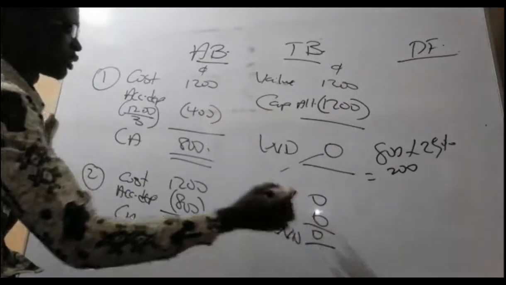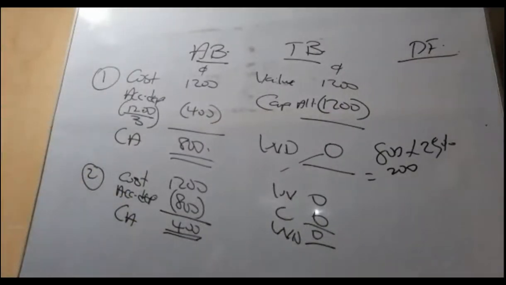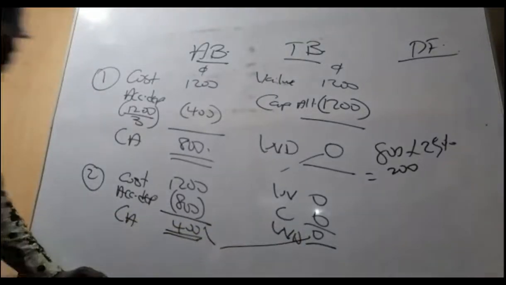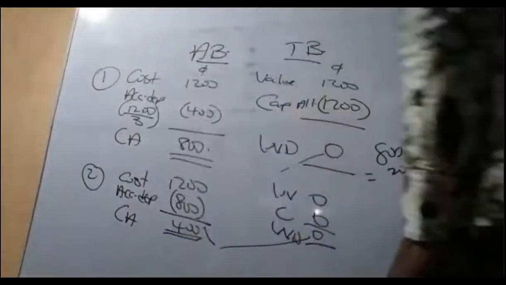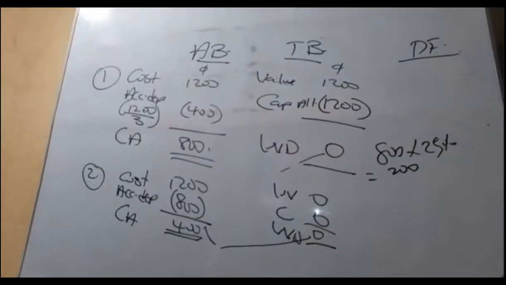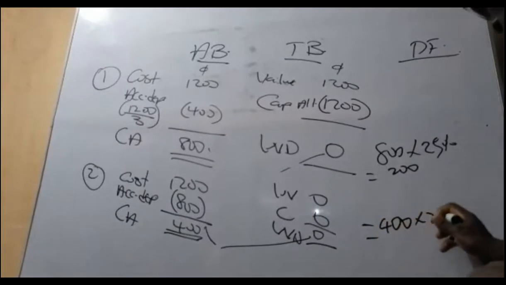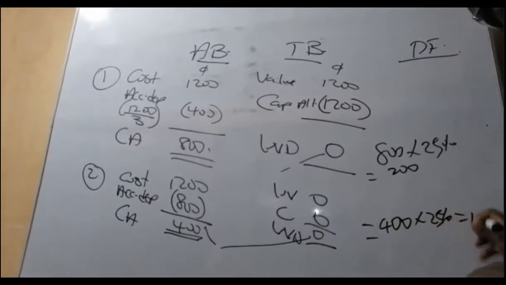For those who have done tax before, don't worry. You don't need to know tax before you can solve this, because you are assumed not to have done tax. And besides, tax is Paper 2.6. This one is Paper 2.1. So that is it. Good. So what's the temporal difference? 400. So let's go. What will be the deferred tax? The deferred tax at the end of the year will be 400 times 25%, and that'll give us 100.